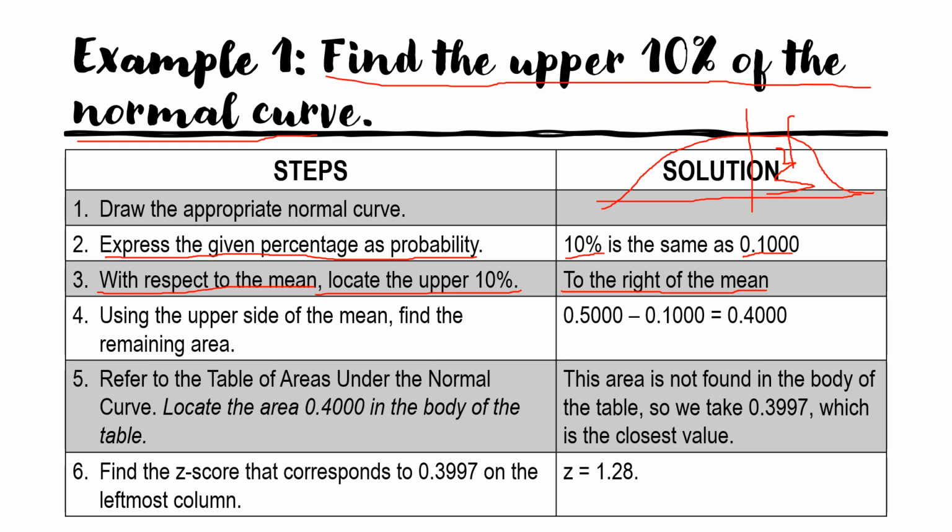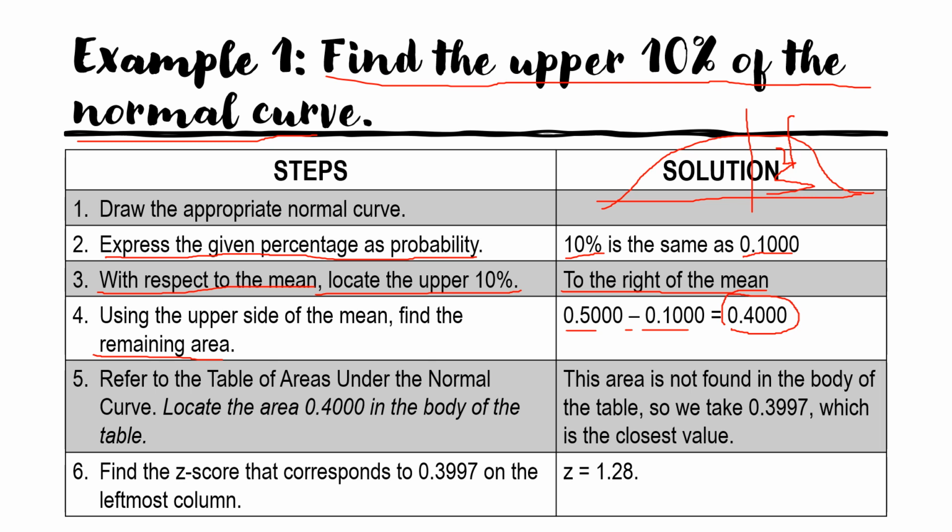For number 4, using the upper side of the mean, find the remaining area. So what will be the remaining area? 0.5 minus 0.10. The 0.5 is half of the total area of your normal curve. If we subtract 0.1, which is your 10%, your resulting value is 0.4.